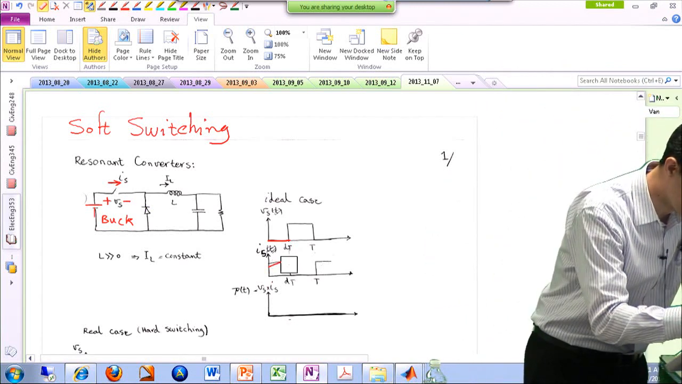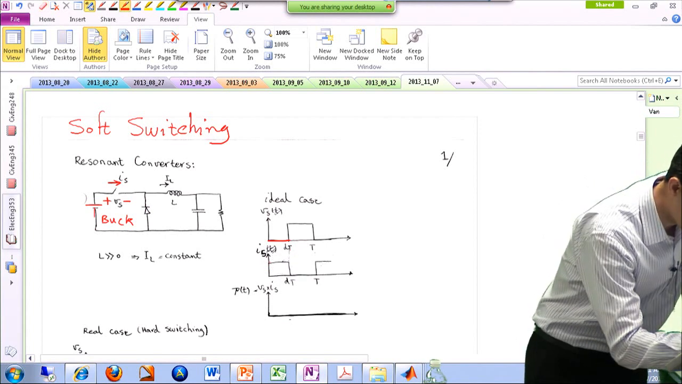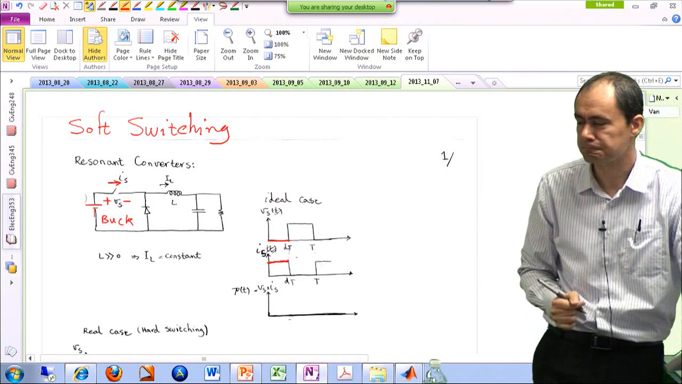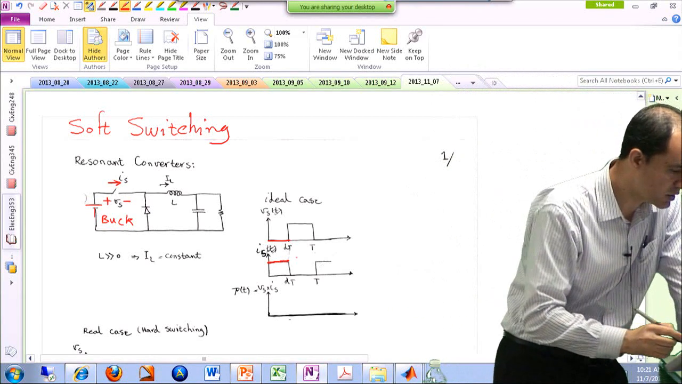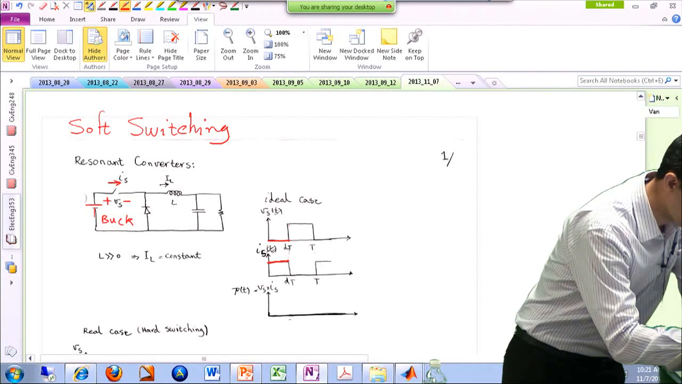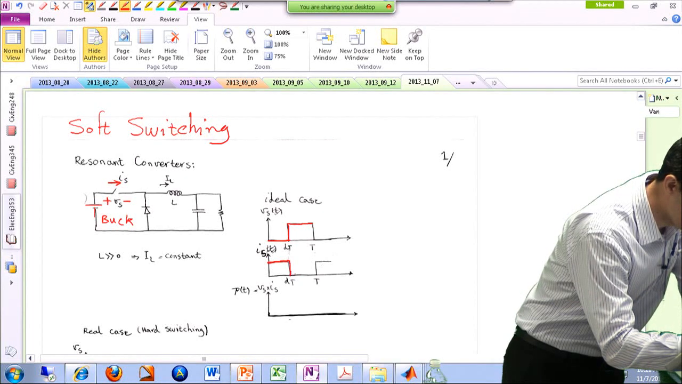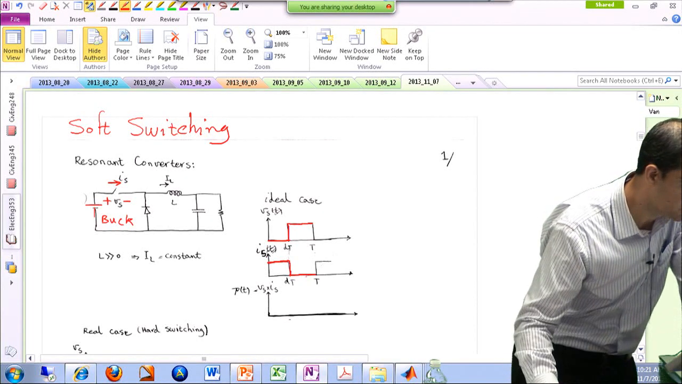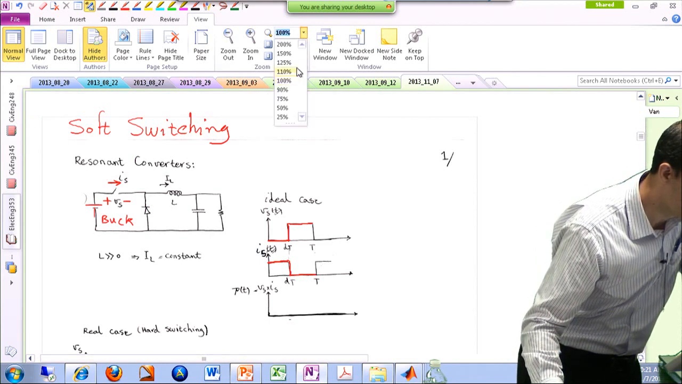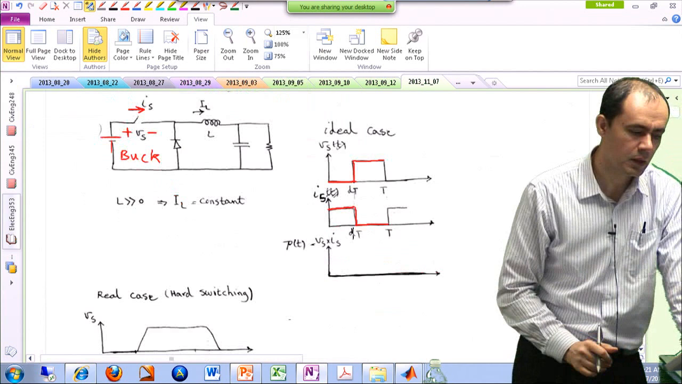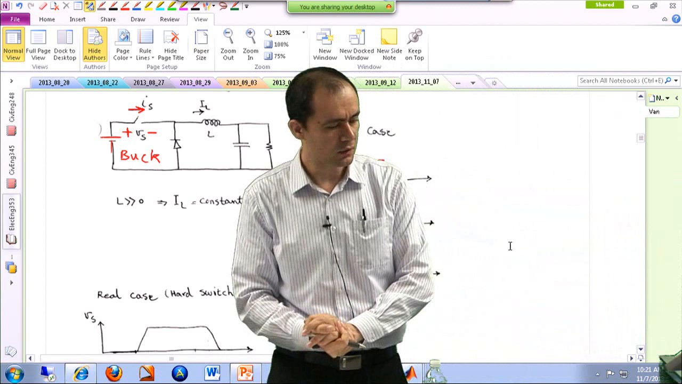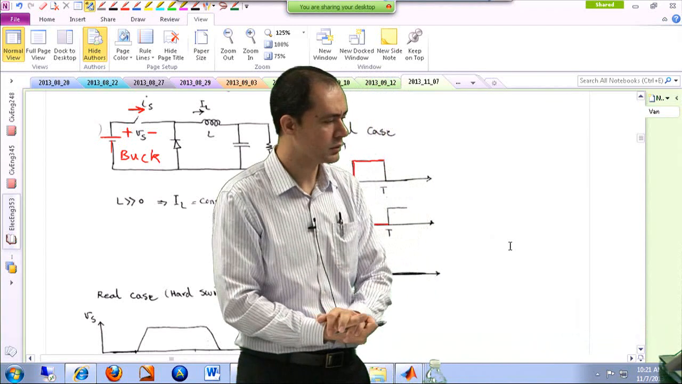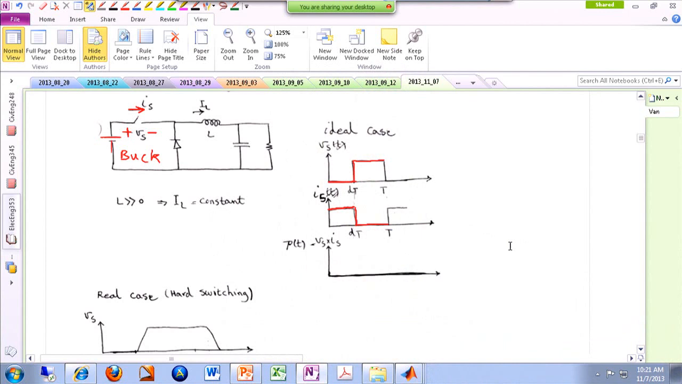So technically, I can argue that I don't really care. I know that this current is just non-zero, okay? Then the switch turns off when mode 1 ends, and that means the diode is going to be on, and the voltage drop across the switch is Vin, and the current instantly goes to 0. All right. So ideally, this is what's happening in the system. Switch is on, voltage 0, current non-zero. Switch is off, current 0, voltage non-zero.